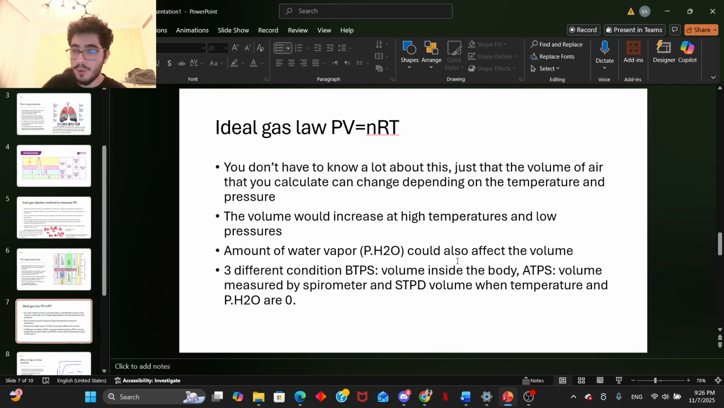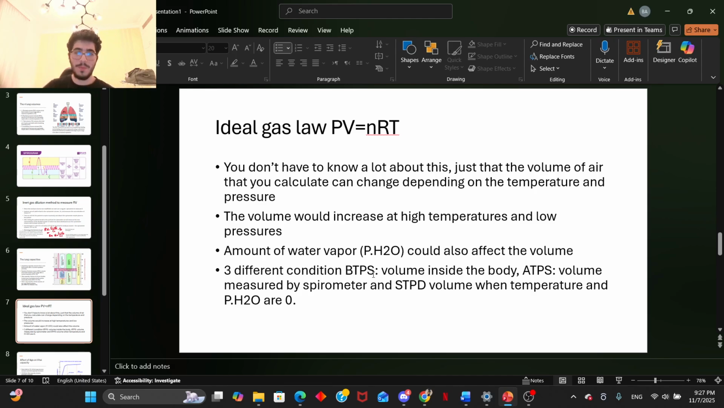This is important because, for example, when we measure the ATPS, we're not measuring the actual tidal volume inside the lungs. We're just measuring the volume that's registered by the spirometer. So we have to convert that ATPS into BTPS so that we can get the actual volume inside the lungs. You don't actually have to know the conversions or anything. Just know that they exist.